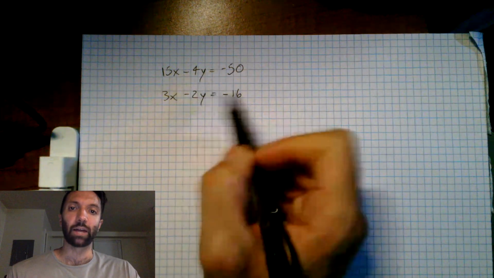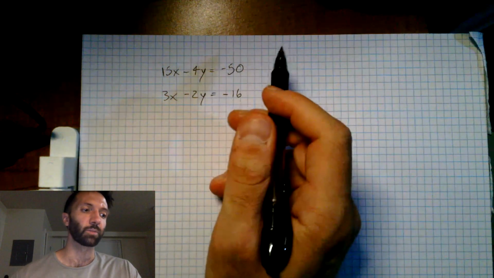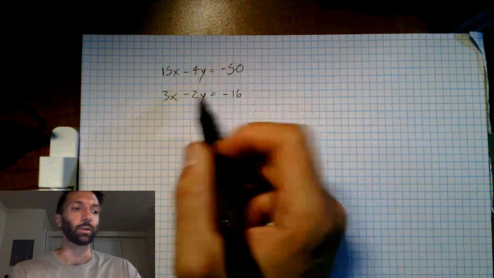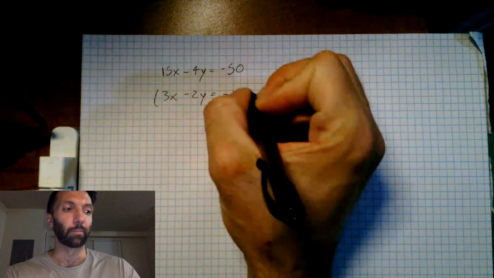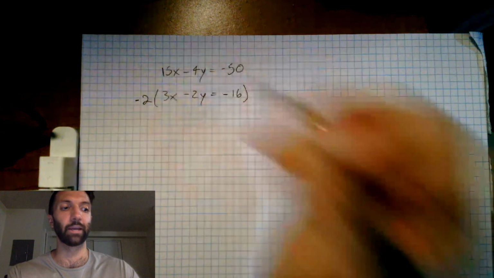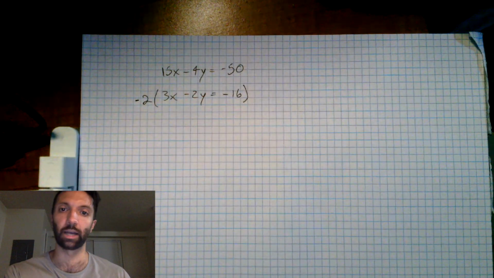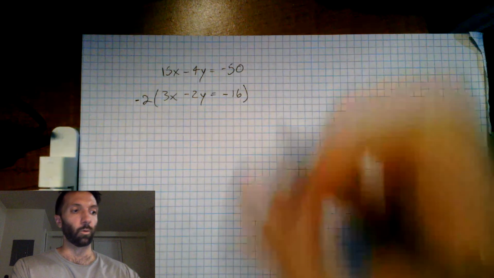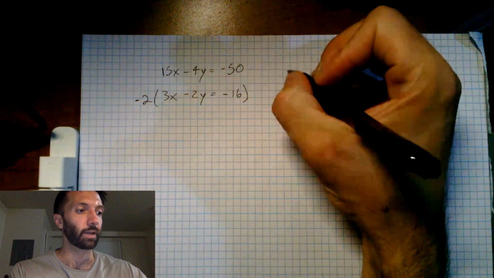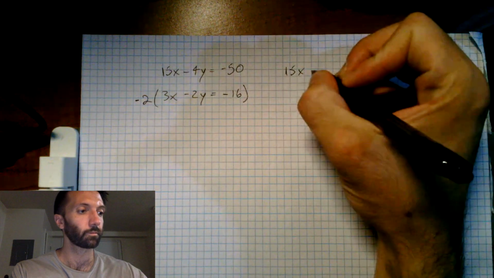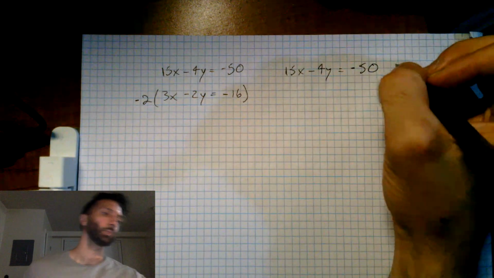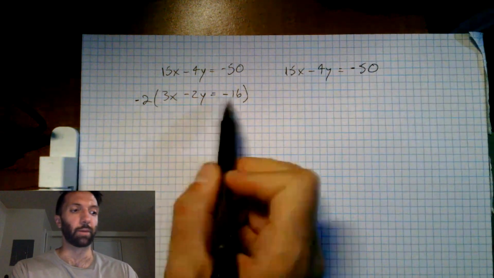But since I have a lot of negative signs here, sometimes it gets confusing to have to subtract a negative over and over again. So instead of multiplying this bottom equation by positive 2, I'm going to multiply this bottom equation by negative 2 so that I can get some of these signs to flip. So I'm going to copy my top equation again because I haven't changed that at all. And now I'm going to multiply my bottom equation by negative 2.